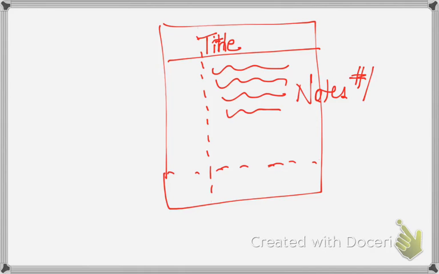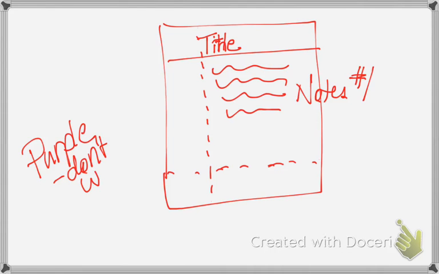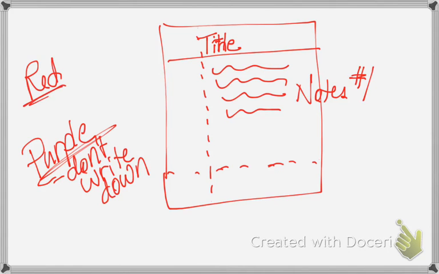Now, on the PowerPoint, there's instructions. Anything in purple, you don't need to write it down. Okay? If you see something in red on that PowerPoint, it's very important. If you see something in green, those are review questions.